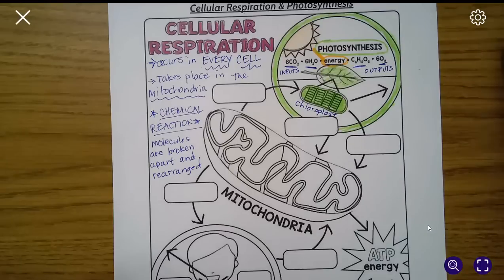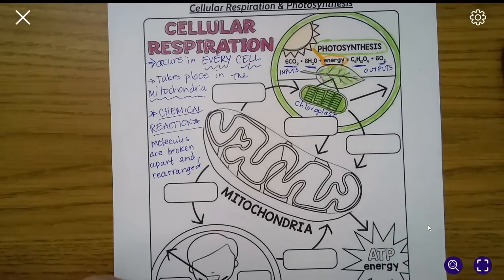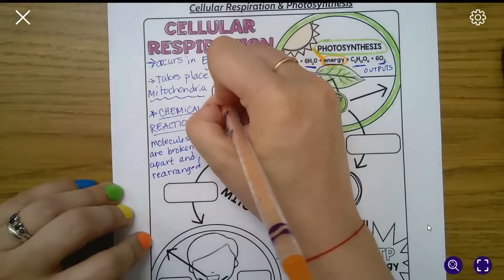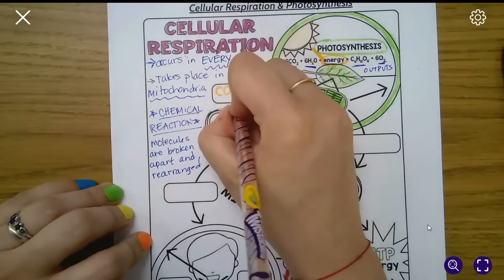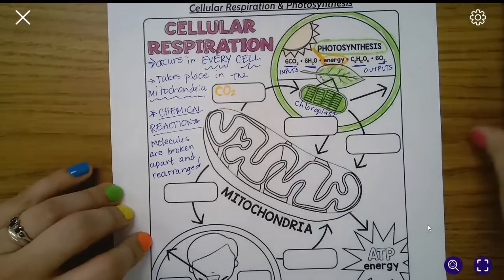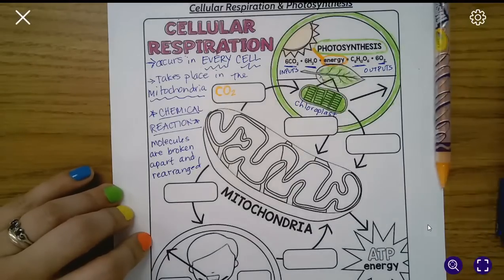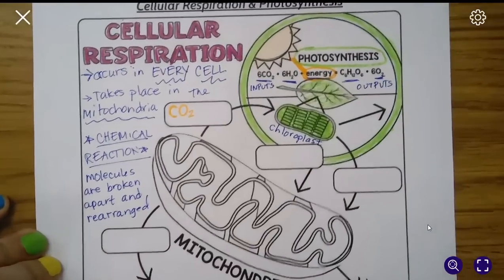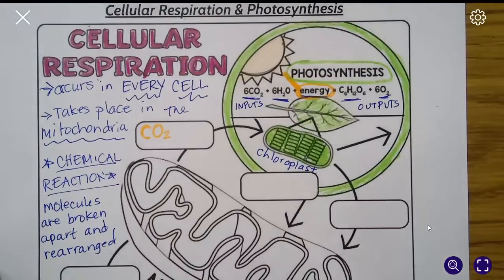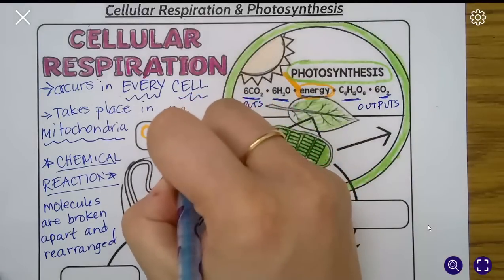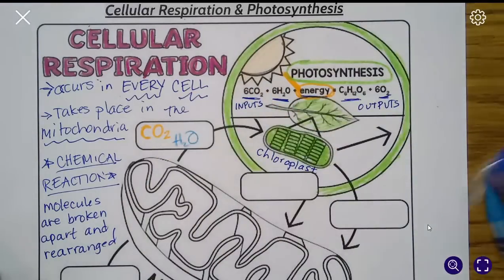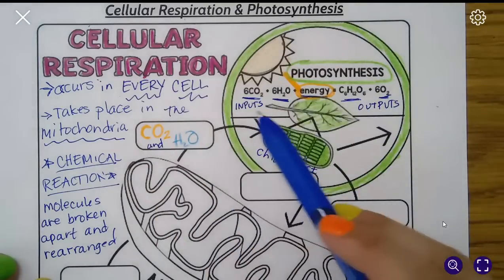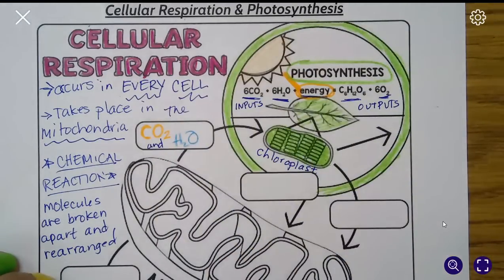I'm going to use orange for CO2. So CO2, that's my carbon dioxide. And then grab your blue. Let's zoom in a little bit here. CO2 and H2O. So those are what are going in for photosynthesis.